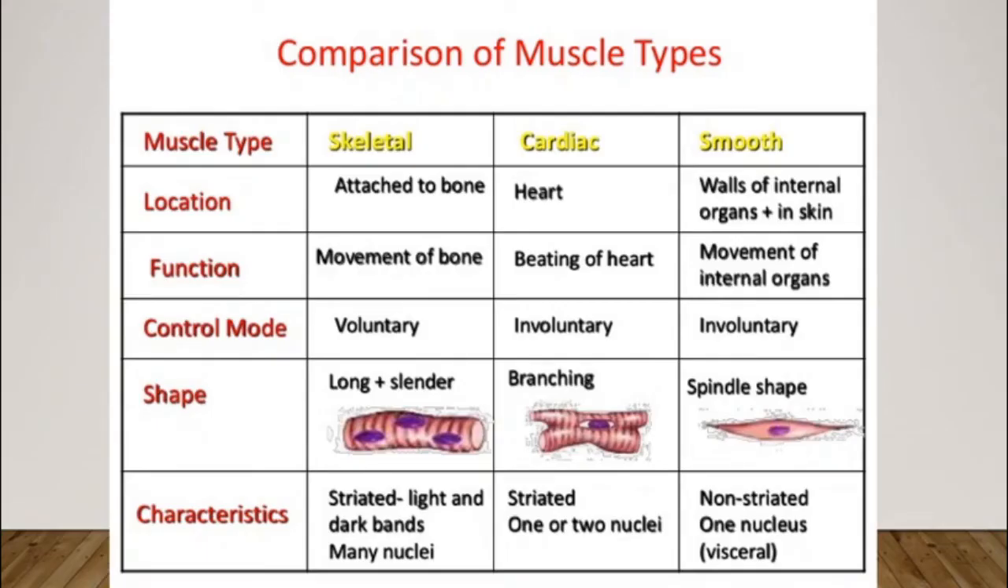So in the muscular system, in higher vertebrates, we have three major types. What are those muscles? We have the skeletal muscle, cardiac, and smooth. These three muscles were compared based on location, function, nervous control or control mode, shape, and some other characteristics. In skeletal, it is merely attached to the bone.